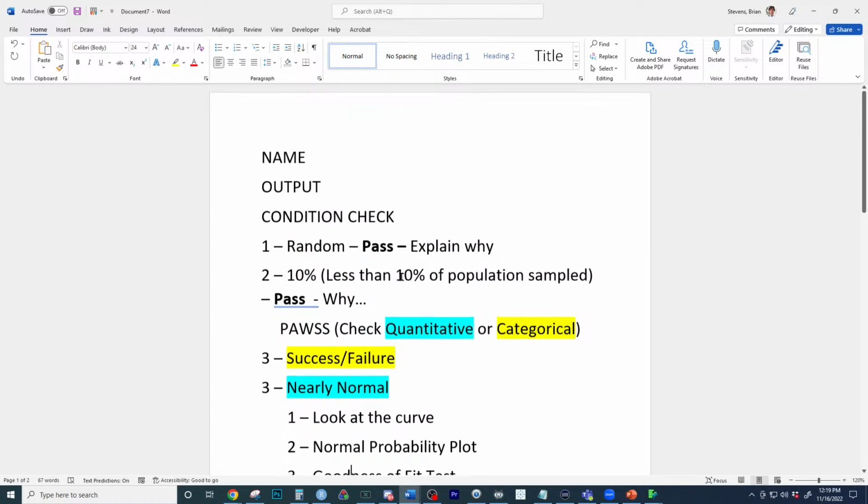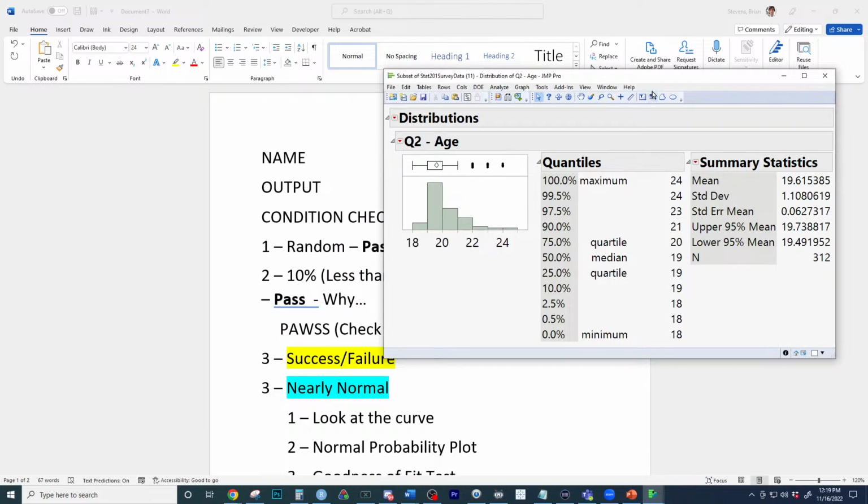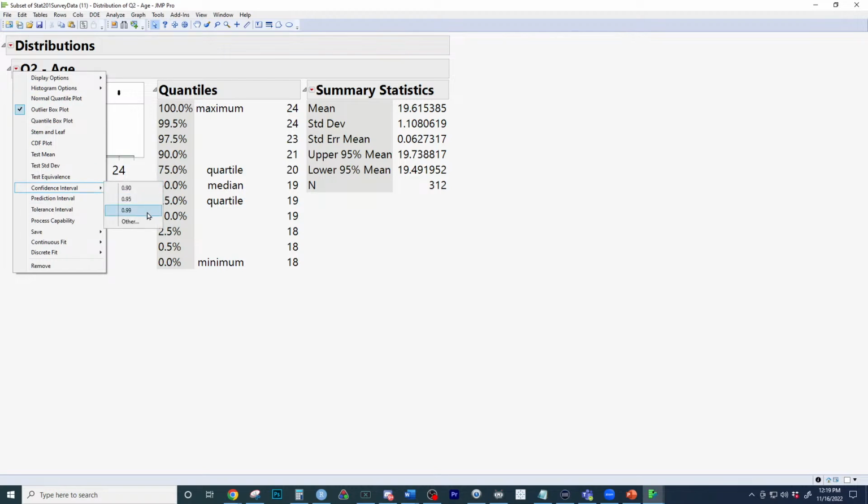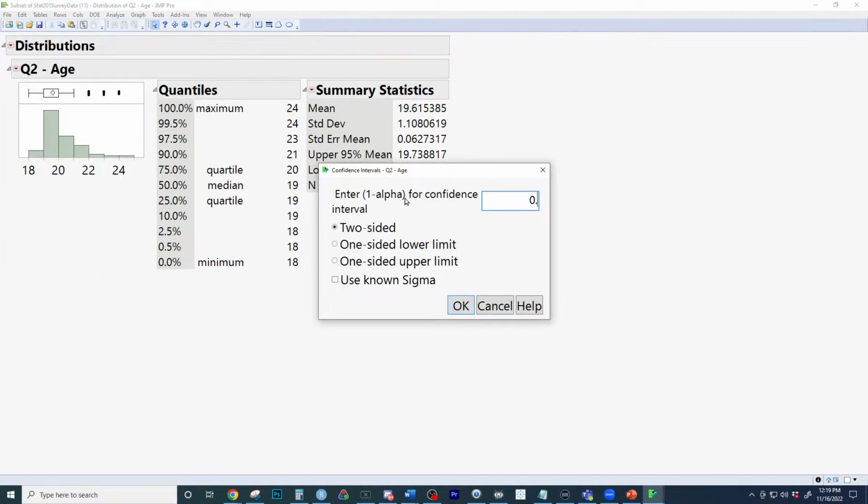So make sure to include your output right there. Make sure to explain the conditions. And last but not least, we need to interpret the interval. So now we want to make a 99.99% confidence interval. So we go here to the red arrow, click confidence interval, and go to other for 99.99 right there. And we're doing the two-sided, and we're not using a known sigma.